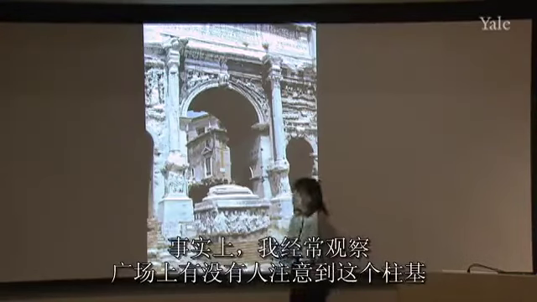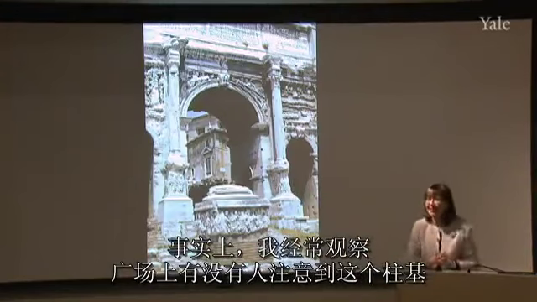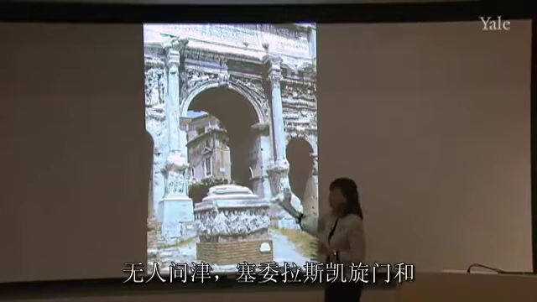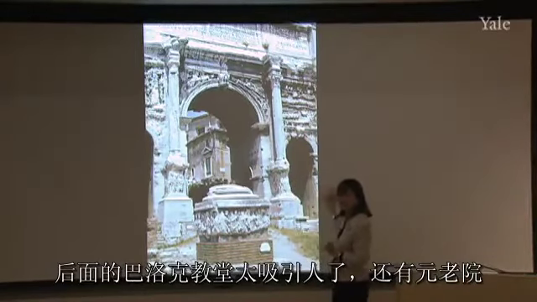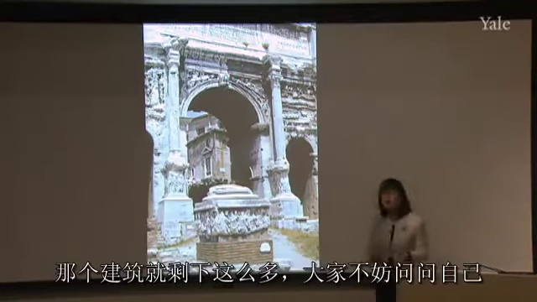In fact, I'm always on the lookout when I'm in that part of the Forum to see if anybody looks at the column base, and nobody ever does. They're so taken both with the Arch of Septimius Severus, with the Baroque church that lies behind, and with the Curia or Senate House that we're all going to look at today, that they don't happen to notice this. But that is all that survives.